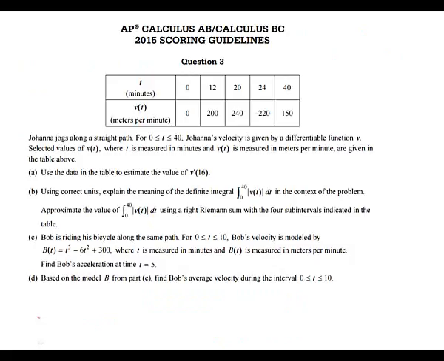So, all right. So part C. Bob is riding his bicycle along the same path. Okay? So same path as Joanna. Bob's velocity is modeled by this function, so they gave us a function. Okay? Where t is measured in minutes. B of t is measured in meters per minute. Find Bob's acceleration at time t equals 5.